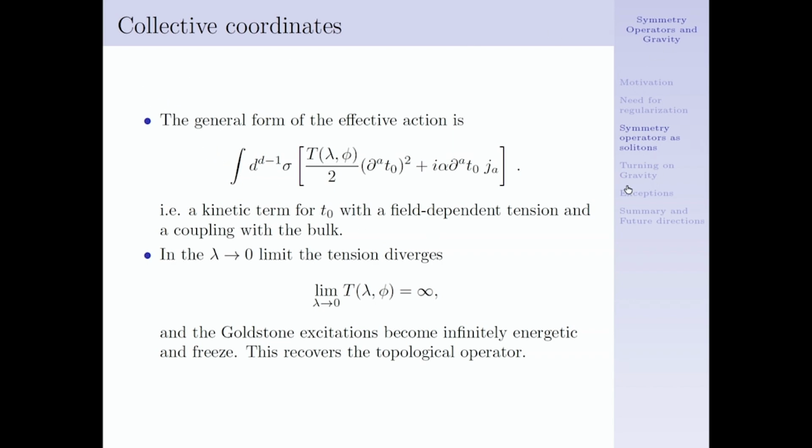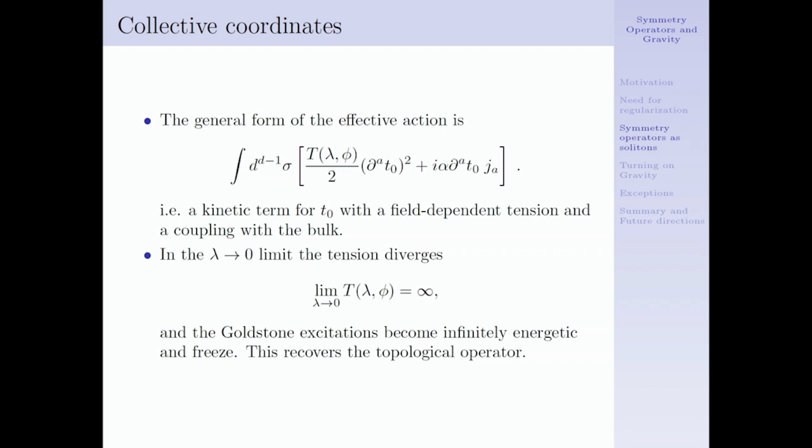So the main point here is that in the absence of gravity, we can take the lambda going to zero limit, the zero width limit of these defects, and it turns out that in all examples the tension always blows up in the lambda going to zero limit, which means that the excitations T0 become infinitely energetic and they freeze out. And in this way, in this limit, we recover the topological operator that I talked about at the beginning.